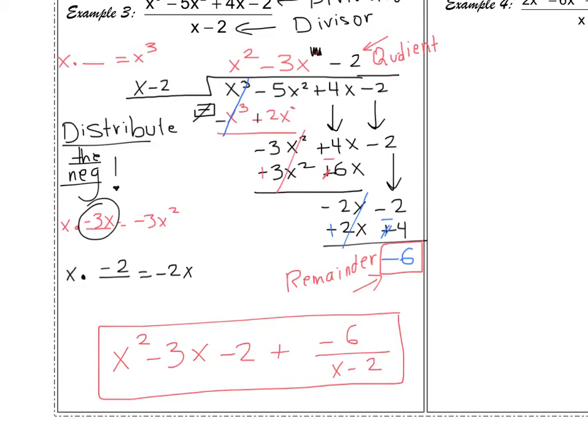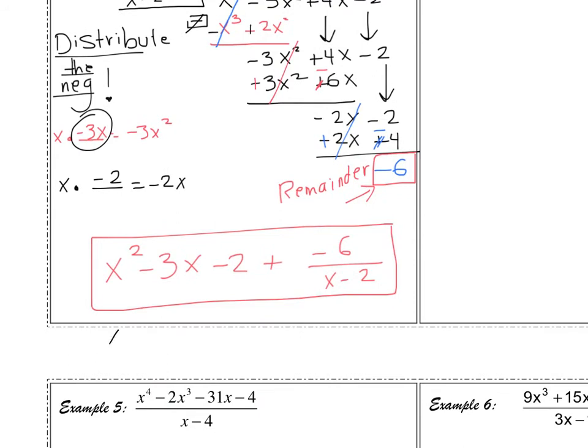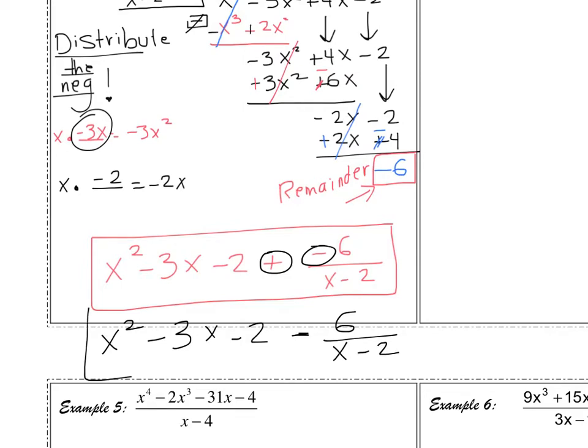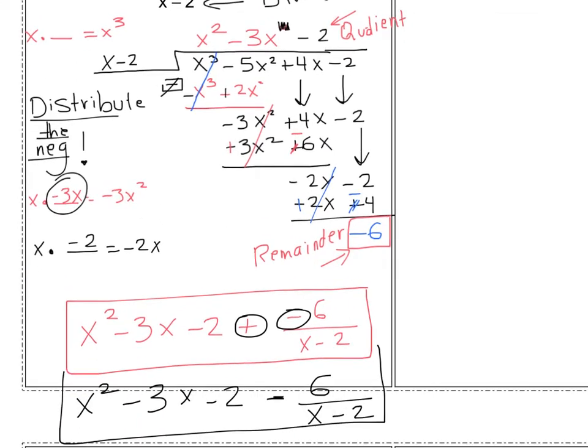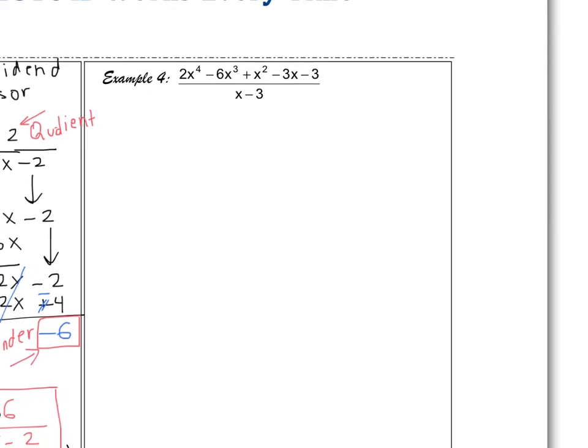So if you want, you can just put a negative. So the answer could be x squared minus 3x minus 2 minus, because a plus and a negative will give you a negative, 6 over x minus 2. So both of these are correct. And this is how you do long division. This is how you write your answer if you have a remainder. Now pause the video and try example 4 on your own.